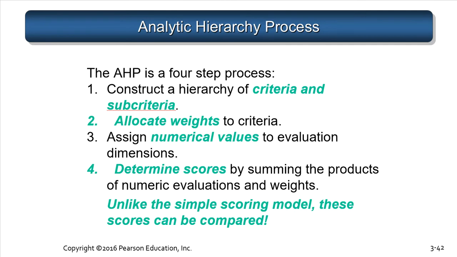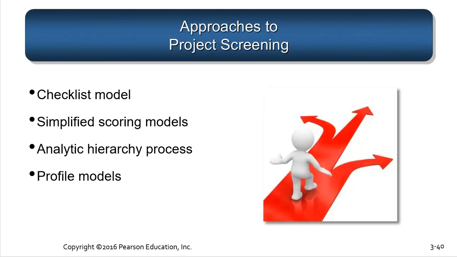There's also something called the analytical hierarchy process. Sometimes this is used in very complex projects. I haven't seen it used that extensively, but in reality, the AHP, the analytical hierarchy process, is kind of like a scoring model, but it's done in a little bit more structured fashion, so you can compare multiple projects more easily. Again, what's the point of all of these? The point of all of this is project screening.